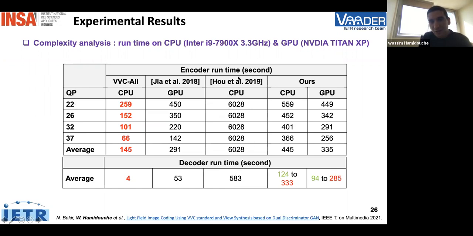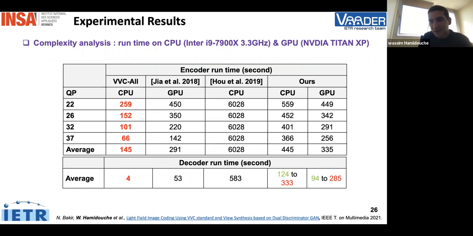So at the encoder side, we don't perform quality enhancement, so we don't have the complexity of this component. And at the decoder side, for our solution, I provide here two numbers. The first number in green is without the quality enhancement block, and the red one is our solution with this quality enhancement block. What we can see here also is that the quality enhancement block increases significantly the decoding complexity.